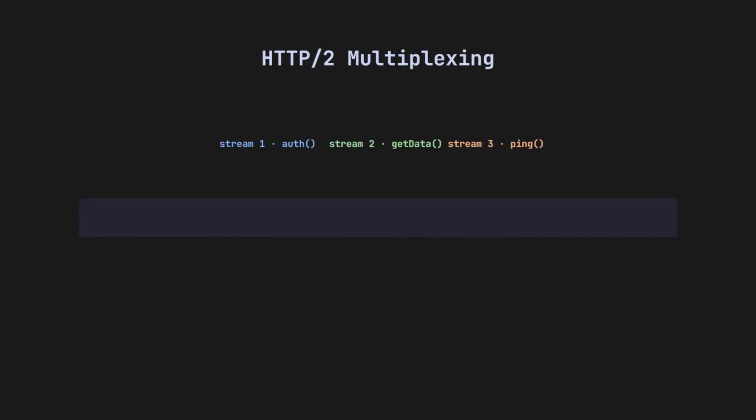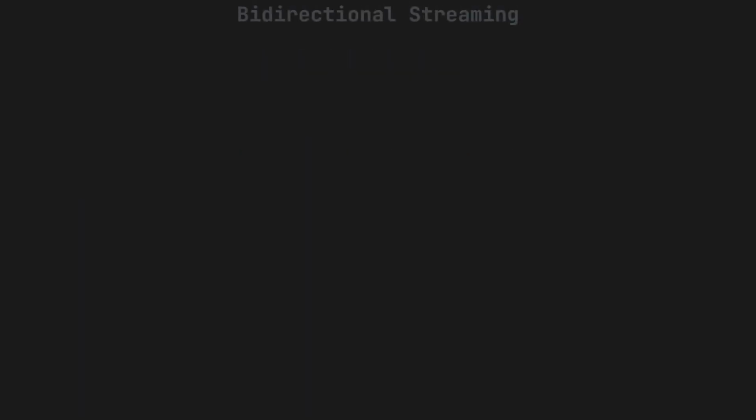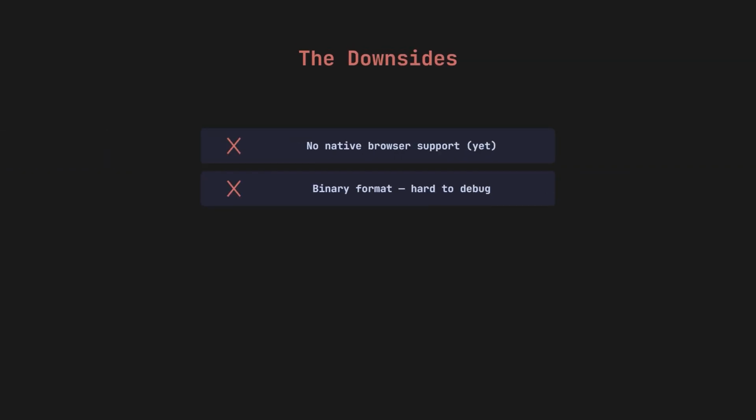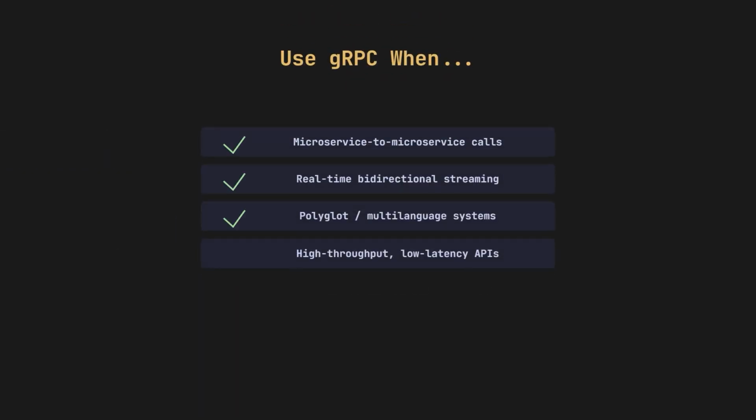It also supports streaming. You can have the client stream data, the server stream data, or both streaming at once. This is called bidirectional streaming, and it is incredibly powerful for things like real-time data pipelines. The downside is that gRPC is harder to debug because binary data is not human readable, and it is not great for browser-to-server communication directly, but for microservices talking to each other inside a backend system, gRPC is often the best choice on the table.